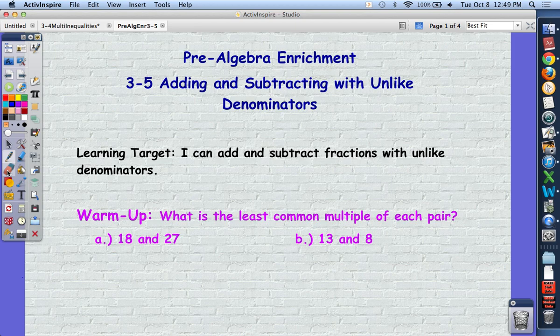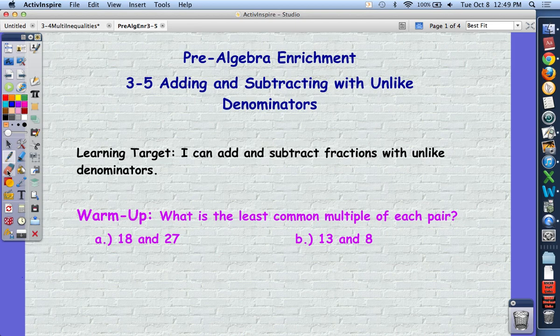How do you get a common denominator? And how do you add fractions when they don't already have like denominators, like all the problems we saw before? So go ahead and copy down your target, and I have two warm-up questions for you.